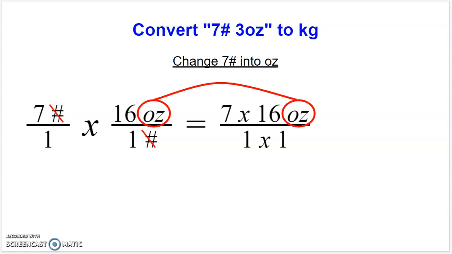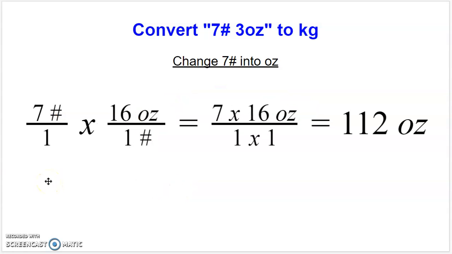Then I multiply straight across the top and the bottom, so 7 times 16, and my ounces transfers over. And then on the bottom I just have 1 times 1. Remember the pound has canceled. And so that tells me that 7 pounds is 112 ounces.